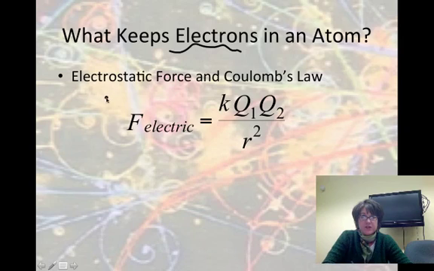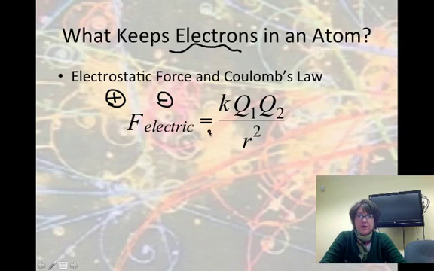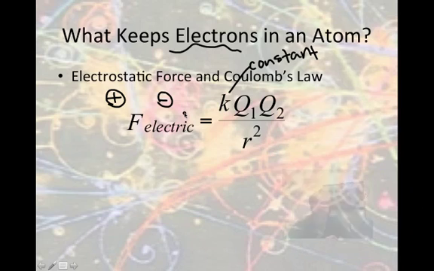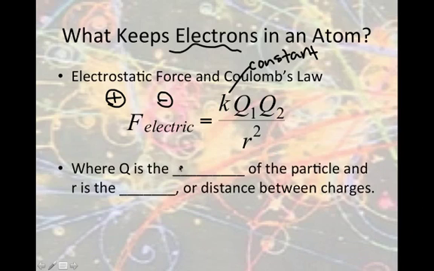So the force of the attraction for a positive particle and a negative particle is described by Coulomb's law, where K is just some constant, right? Because constant always starts with K. Yeah? Okay, maybe not, but K stands for constant. And then Q simply represents the charge of the particle that we're talking about. And so in this case, a proton is a +1 and an electron is a -1.